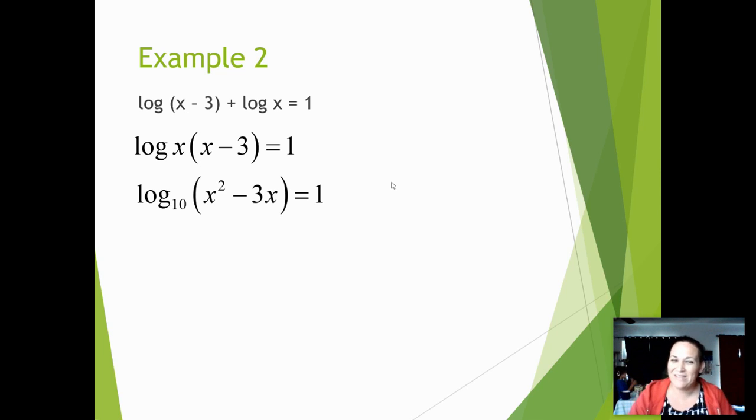I put my little 10 underneath the log because now I'm ready to do the wheel and change it to exponential form. When I change it to exponential form, it will turn into 10 to the power of 1 equals the subtraction problem, the x squared minus 3x. Now 10 to the power of 1, that's just 10, so I'm just going to make it a 10.